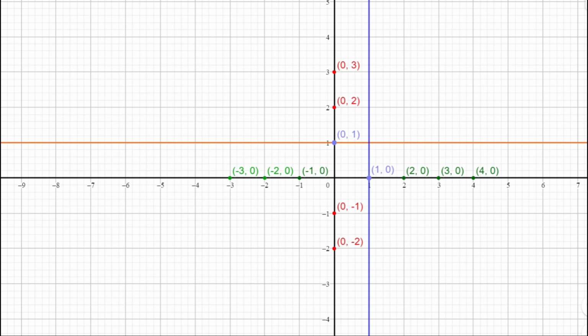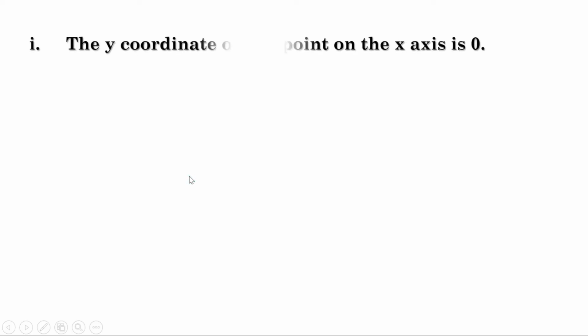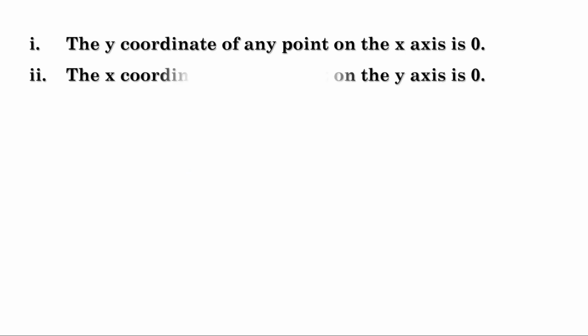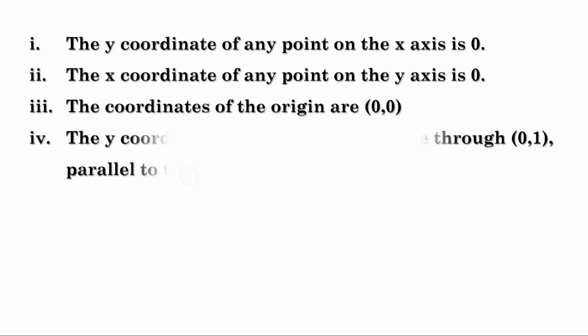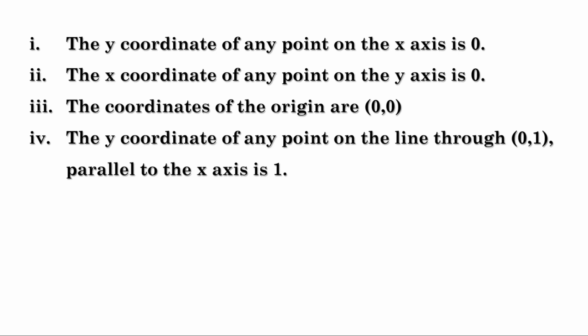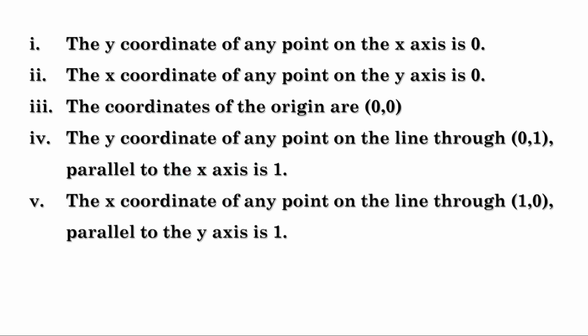Now let us write the answers. The y-coordinate of any point on the x-axis is 0. The x-coordinate of any point on the y-axis is 0. The coordinates of the origin are 0, 0. The y-coordinate of any point on the line through 0, 1 parallel to the x-axis is 1. The x-coordinate of any point on the line through 1, 0 parallel to the y-axis is 1.